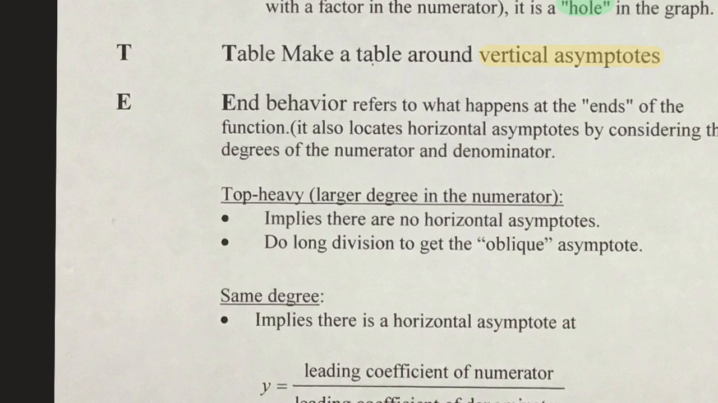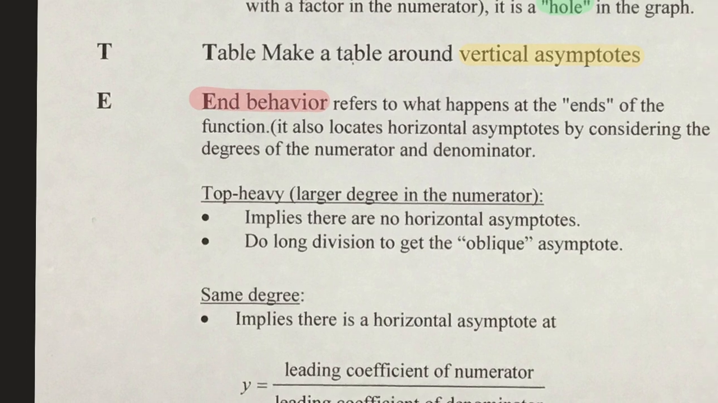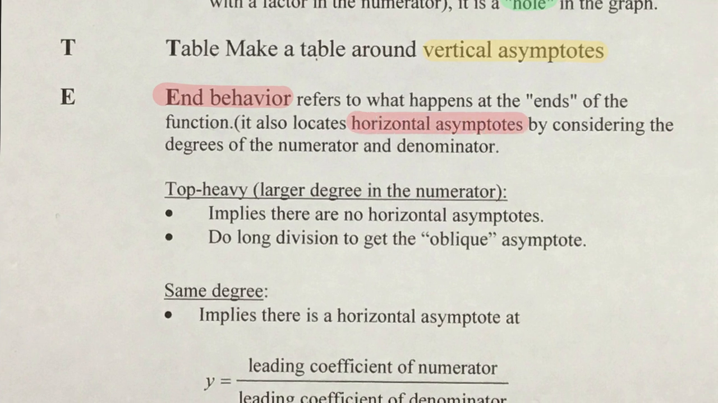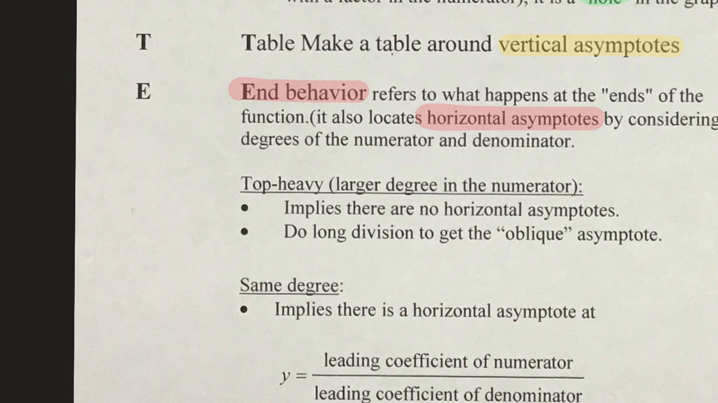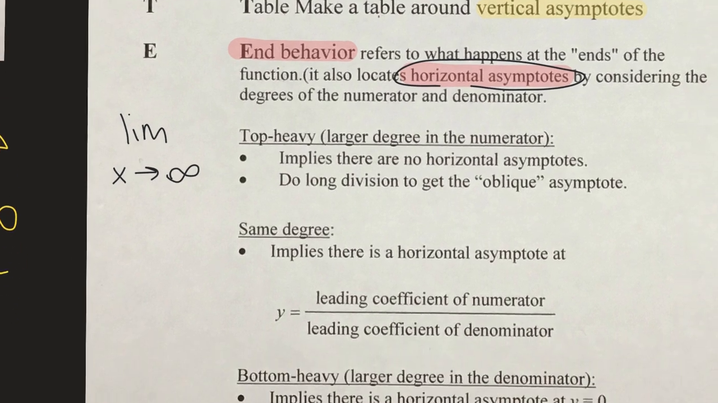E stands for end behavior, okay, which really means the horizontal asymptotes. Okay, what are the y values approaching for very large values of x? Okay, when we get to calculus, we're going to call that limits as x approaches infinity. The limit as x approaches infinity is the y value of the function, right, the horizontal asymptotes. Okay, so there's three things we're looking for.